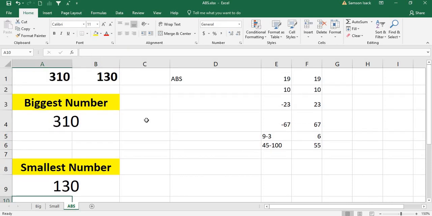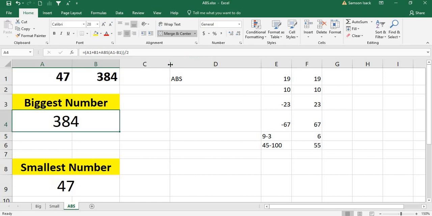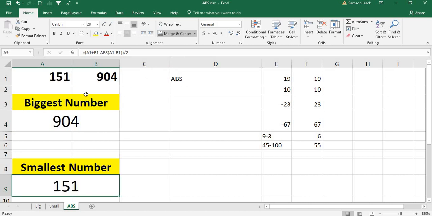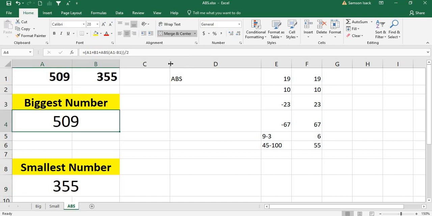Okay, so now you can see this is interesting, and the random function is also giving 310 and 130, only three-digit combinations. So you have the biggest and smallest. I tested for different numbers: 47 and 384, where 384 is the biggest number and 47 is the smallest number; 151 is the smallest number and 904 is the biggest number. See, for any kind of numbers, this formula is working fine.